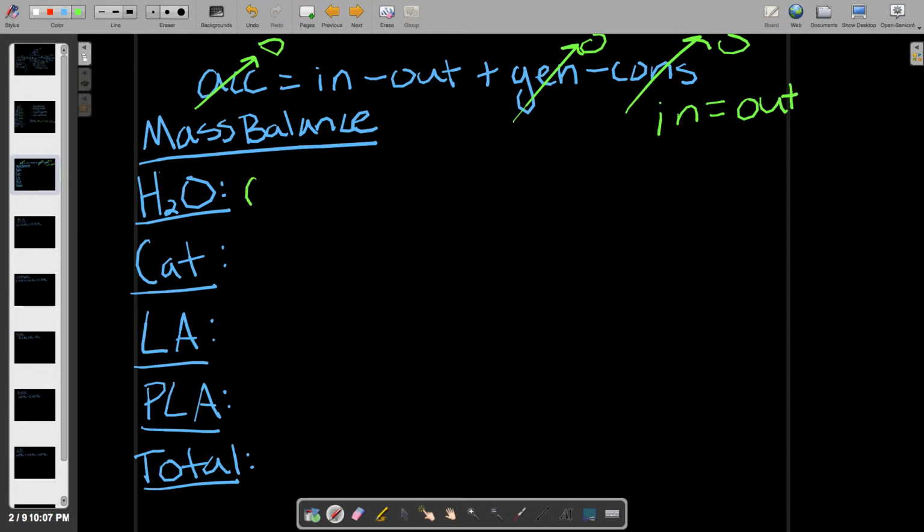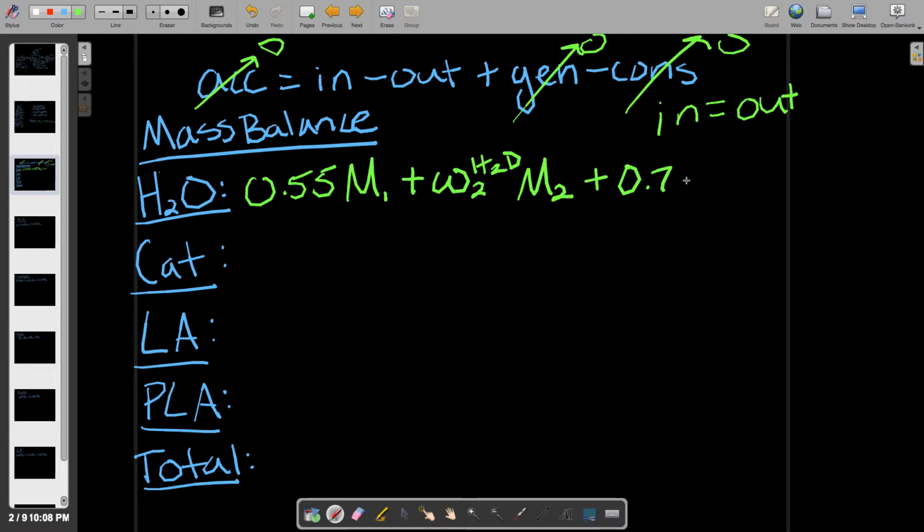Starting with water, we can take the mass fraction of water in stream 1 times the flow rate of water in stream 1, and add that to the mass fraction of water in stream 2 times the flow rate in stream 2, plus the mass fraction of water times the flow rate in stream 3, and that's going to equal the mass fraction of water in stream 4 times the flow rate in stream 4.